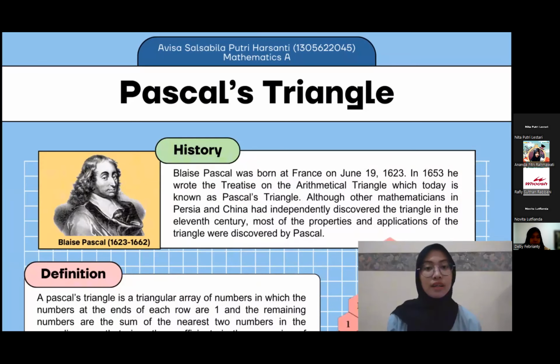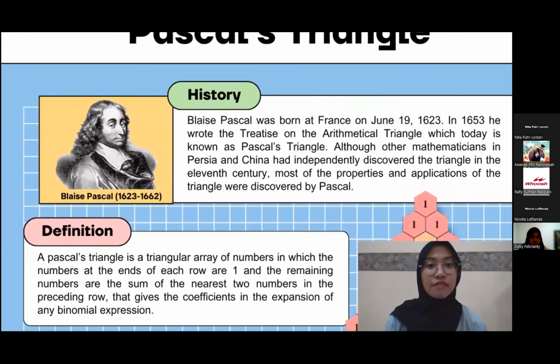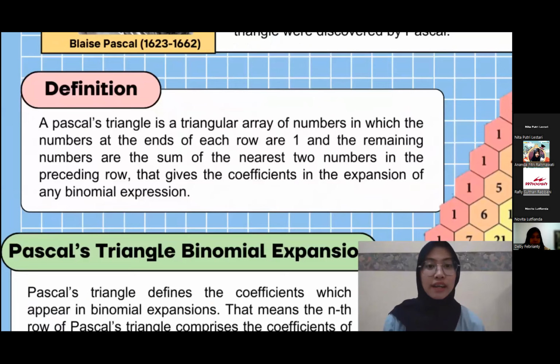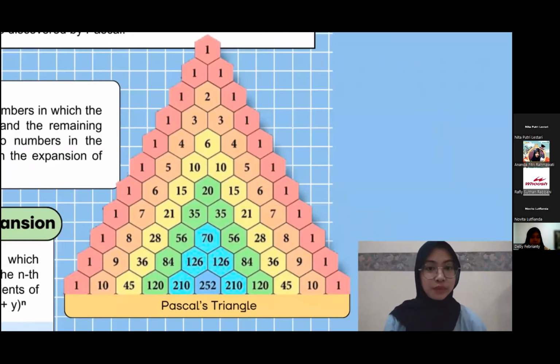Now, let's move on to the definition of Pascal's triangle. A Pascal triangle is a triangular array of numbers in which the numbers at the end of each row are 1, and the remaining numbers are the sum of the nearest two numbers in the preceding row. That gives the coefficients in the expansions of any binomial expression. The image of Pascal's triangle can be seen as follows.